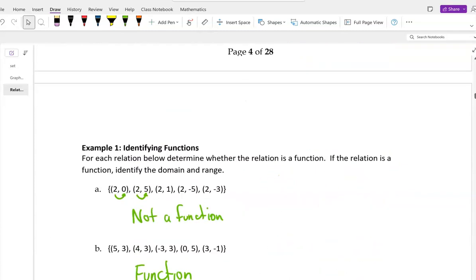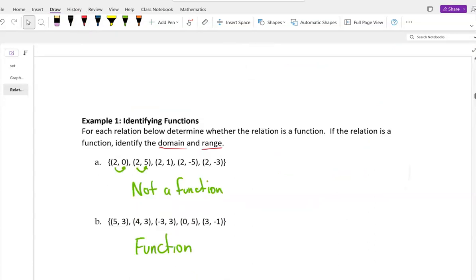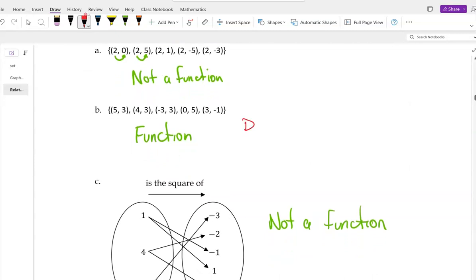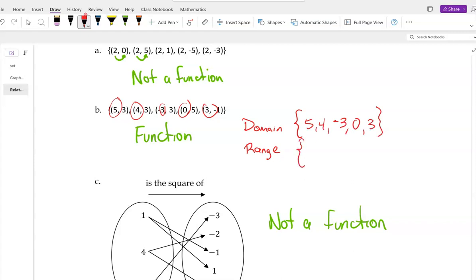All right, now if you look at this, it also said if it is a function, we're supposed to do the domain and range. This is new. So let's list the domain and the range for the ones that are functions. All right, and anytime it's a finite set, in other words, I can list them all, I'm going to use these brackets. So I'm listing all of the domain. So I have 5, 4, -3, 0, and 3. There's the domain. Similarly, let's do the range.